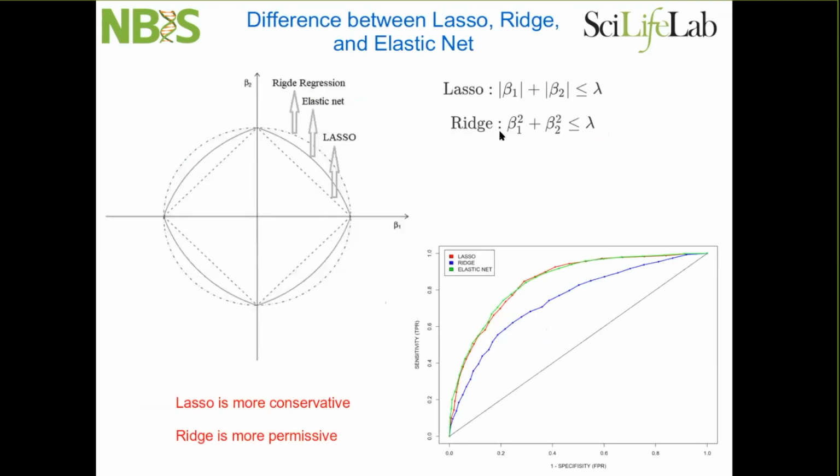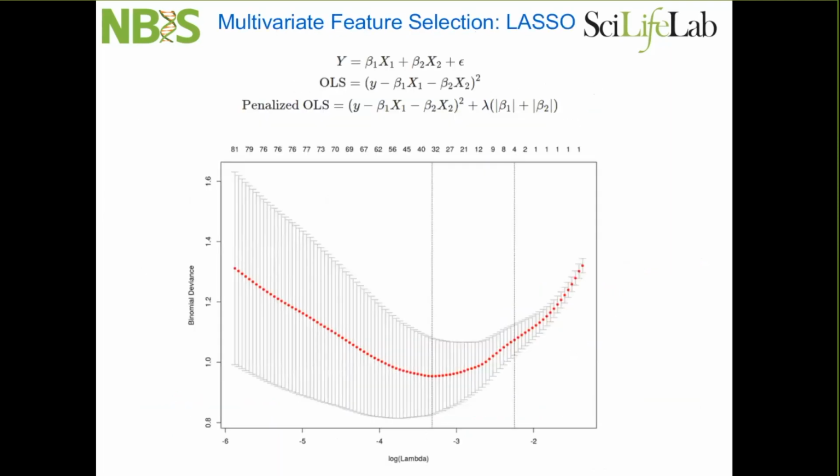However, the difference between them, roughly, is that Lasso is more conservative. Lasso is the most conservative out of them. And it means that basically the idea of adding a penalty to your model is to force your model to prioritize either beta 1 or beta 2.